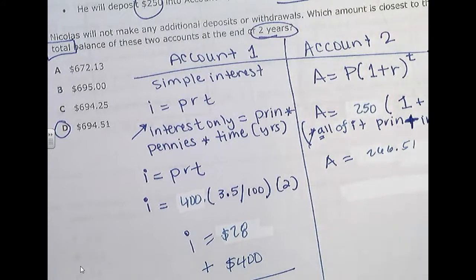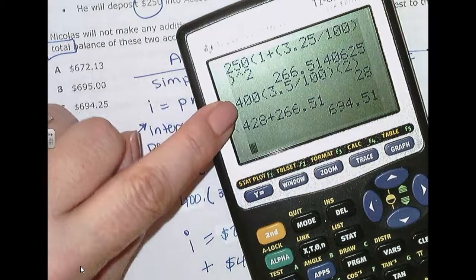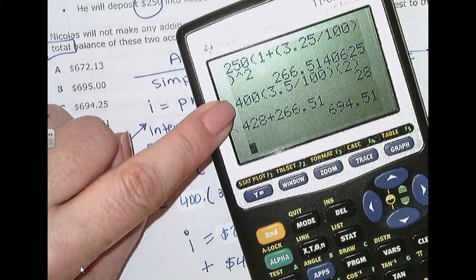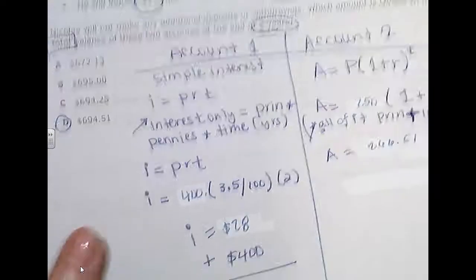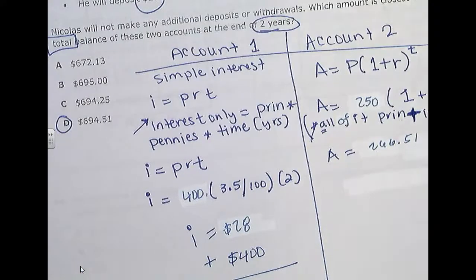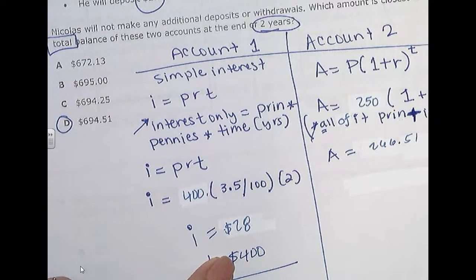And I can show you where I did that. I did that right there. That entry: 400, 3.5 divided by 100 times 2, 28. Now, this is only going to tell me interest. That is not telling me how much regular money I put in there. I have 400 in the bank because I gave it to them. They didn't lose it, right?